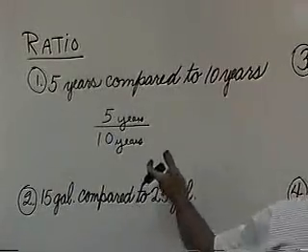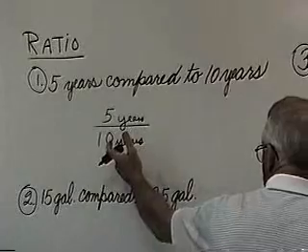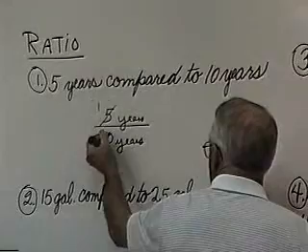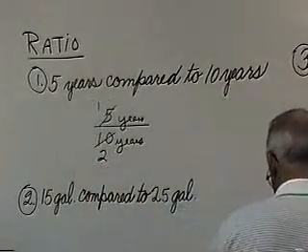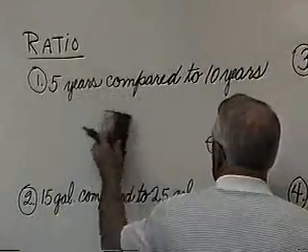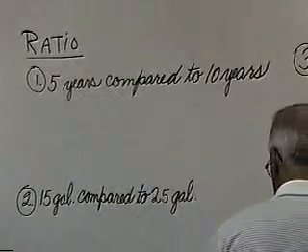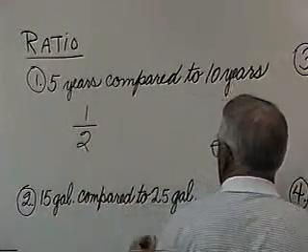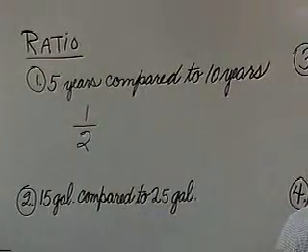All right, so here's the ratio. 5 years to 10 years, and then we can reduce that. If I divide 5 into that, it'll go 1 time, 5 will go 2 times. Therefore, we say the ratio of 5 years to 10 years is 1/2. Or we say 1 to 2. The ratio of 5 years compared to 10 years is 1 to 2.